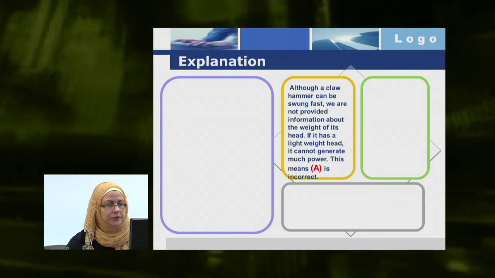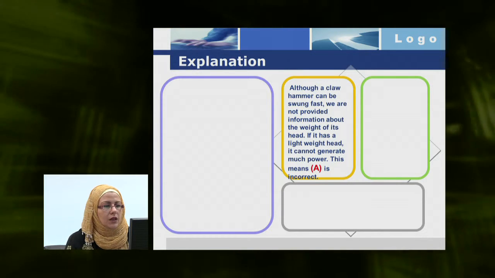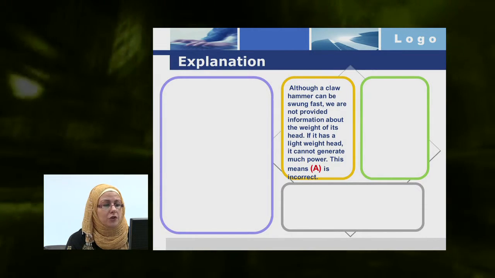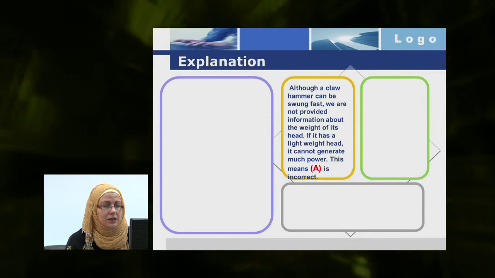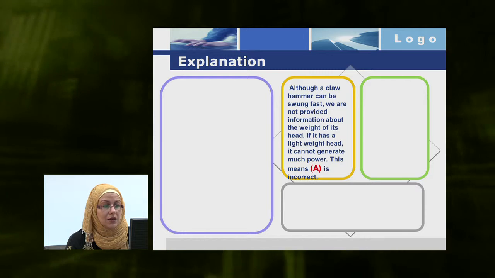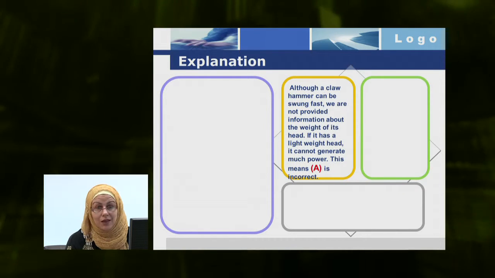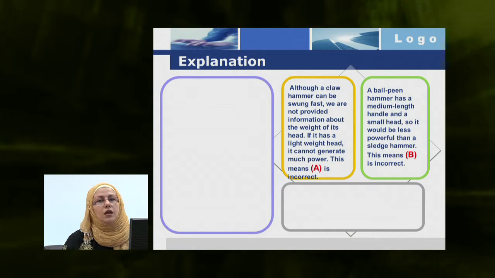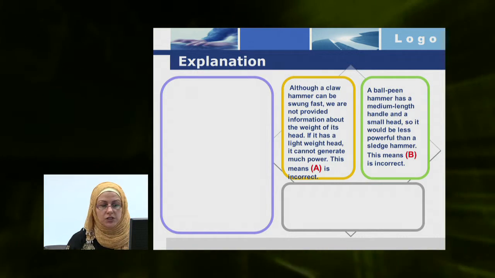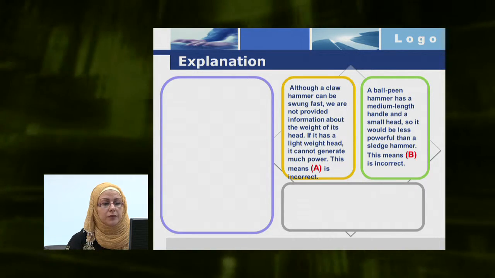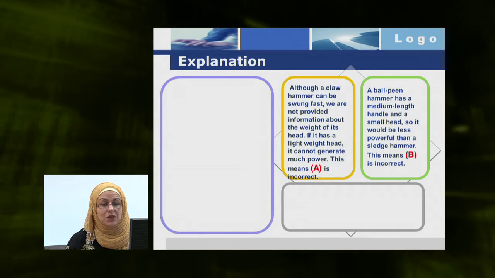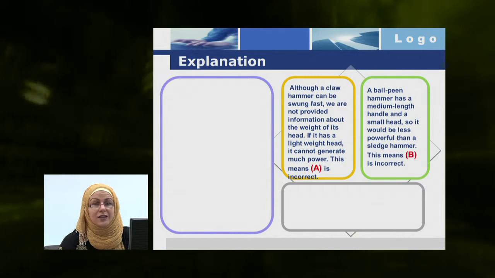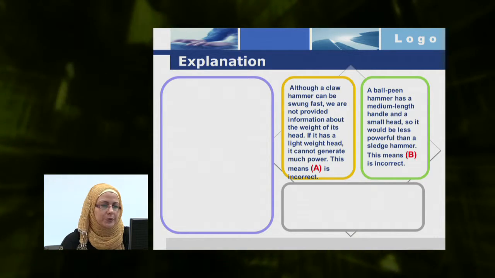The first alternative, A, although a claw hammer can be swung fast, we are not provided with information about the weight of its head. If it has a lightweight head, it cannot generate much power. This means that A is incorrect. The second alternative, which says that it is the ball-peen hammer, a ball-peen hammer has a medium-length handle and a small head, so it would be less powerful than a sledgehammer. This means that B is incorrect.